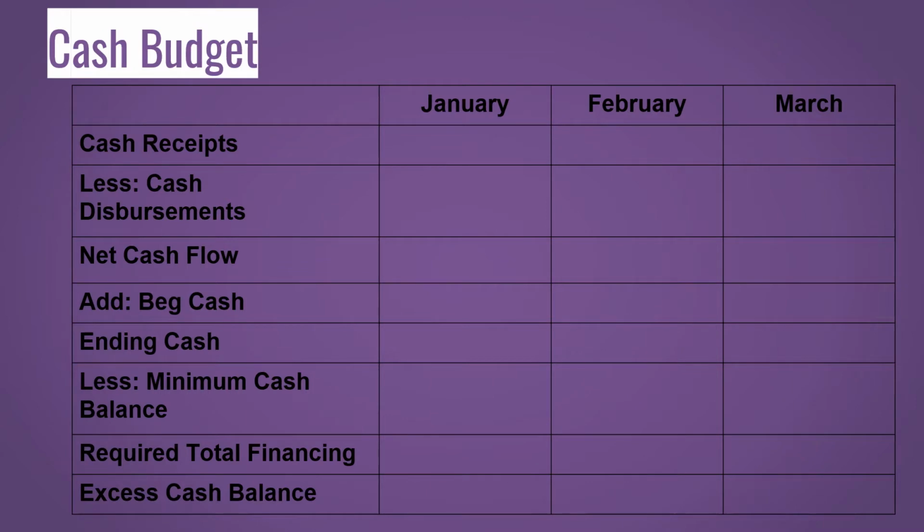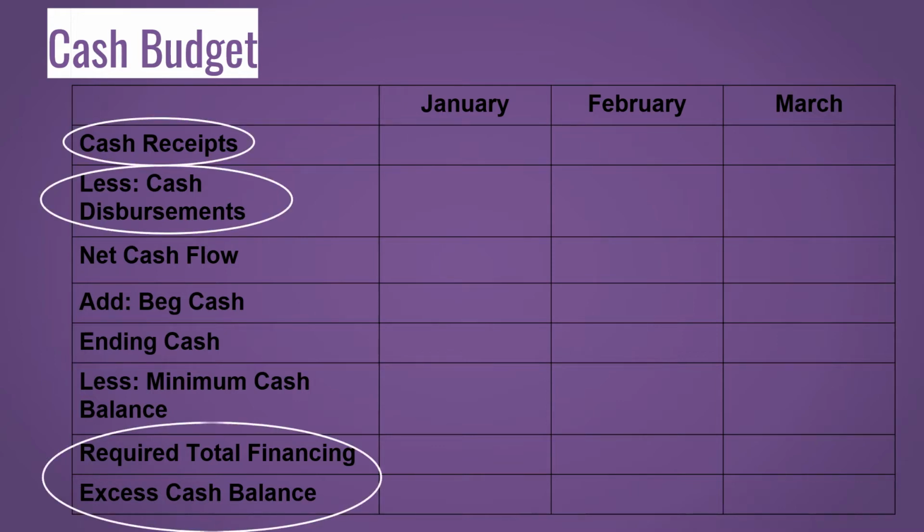This is an example of a cash budget. It is divided into three parts, which are the cash receipts, cash disbursements, and the required total financing or the excess cash balance.